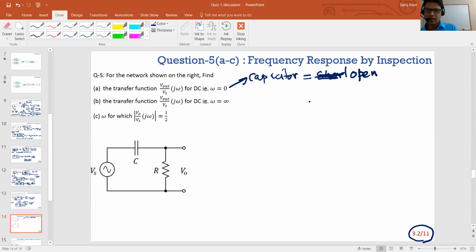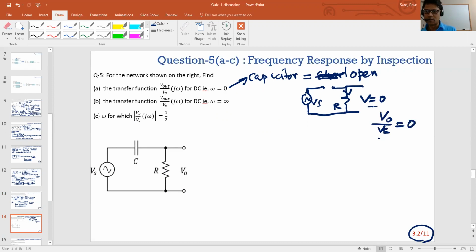So if your capacitor is open, then your network is going to look something like that. Here is Vs, this is open, and then you have the resistor R, and this V is 0 because there's no current flowing through this. So I times R equals 0. This is 0. So V out over Vs equals 0. So that's the first part of the question, right?